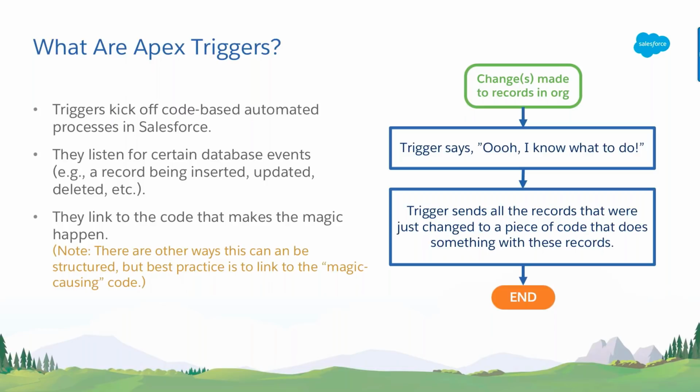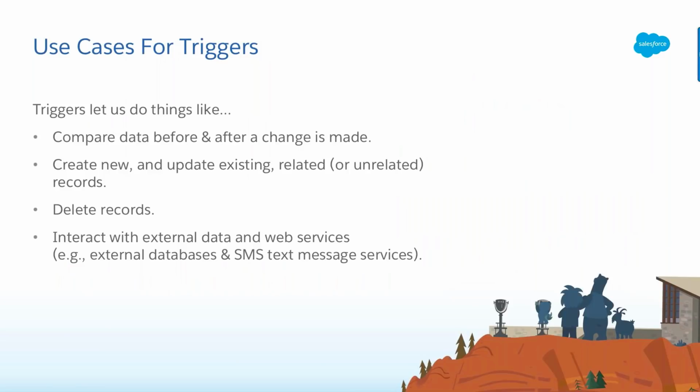So now that we know what triggers basically are, let's look at why you would use them or when you would use them. So you can use triggers to do all sorts of things. You can use them to compare data in the record before you made the change to after you make the change, and depending on the results of that, perform some kind of series of actions. You can also use them to create new or update existing records based on the records that you just updated or inserted into your org. You can also use them to create or update unrelated records, and maybe in your org or outside in some external system, maybe an ERP or something like that. You can also use them to clean up data by deleting records.